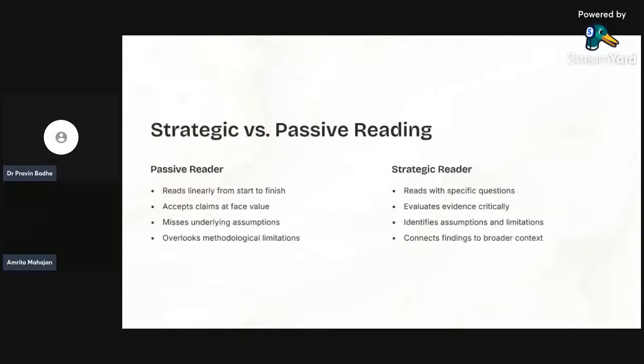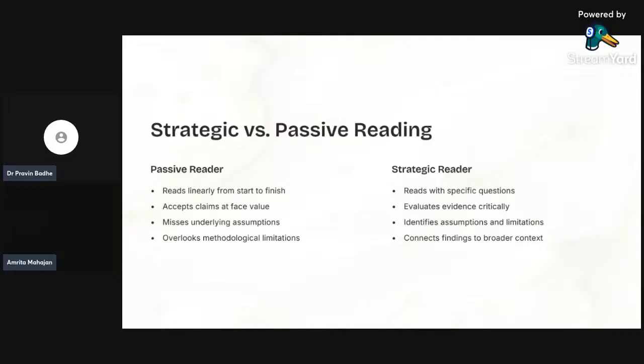And then comes the strategic versus, what we can say, passive reading. There are two types of readers, as we know. A passive reader will read linearly, from start to finish, without going through it thoroughly. Their mind is set on just reading it and finishing it very fast, without any patience. And they will accept claims at face value and miss the underlying assumptions.